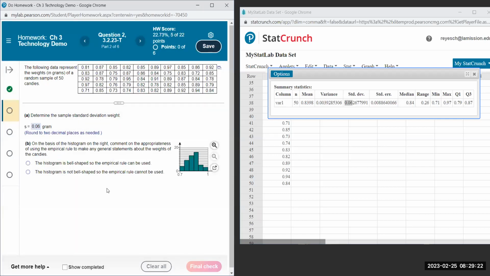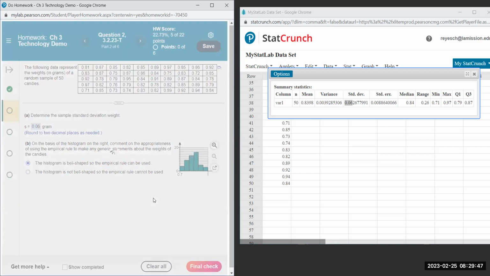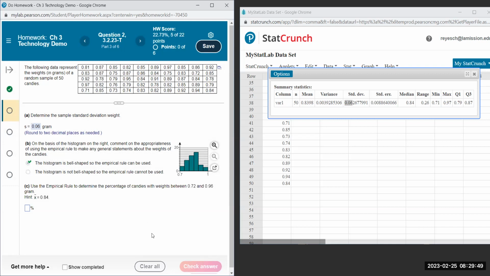On the basis of the histogram on the right, so they went ahead and drew the histogram for us, comment on the appropriateness of using the empirical rule to make any general statements about the weights of the candy. The histogram is bell-shaped, so the empirical rule could be used. Yeah, roughly it is. Anytime you have distributions that are roughly bell-shaped, we can use this rule called the empirical rule. They're going to ask us questions about that in a minute.